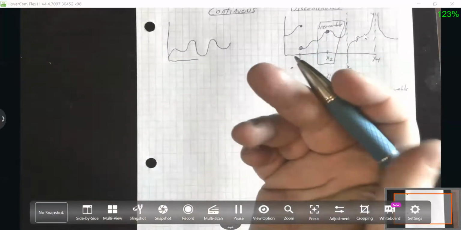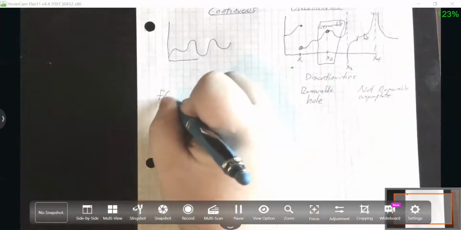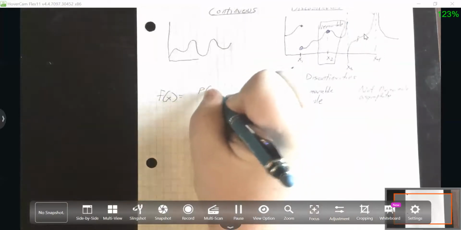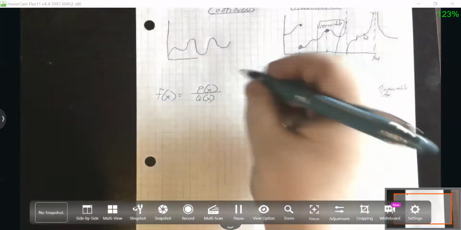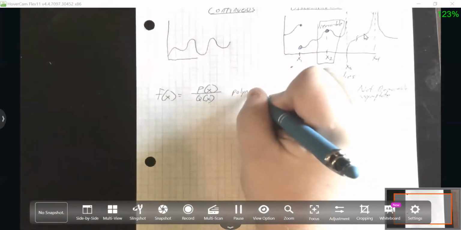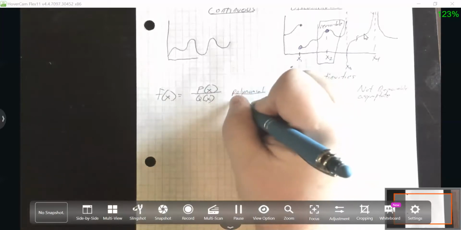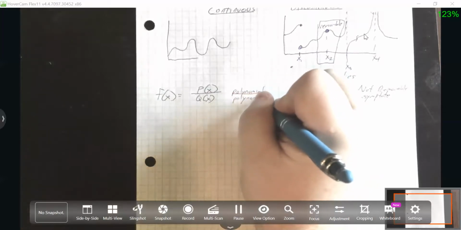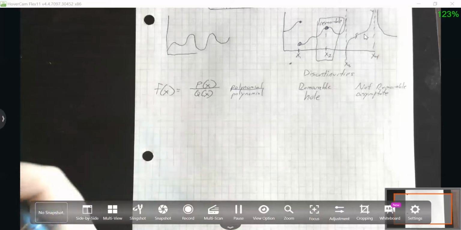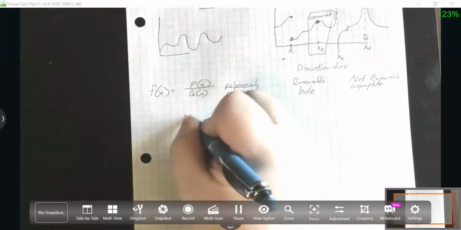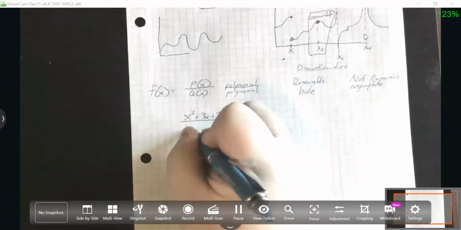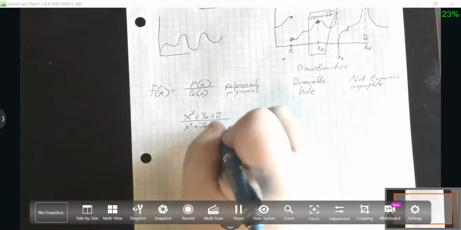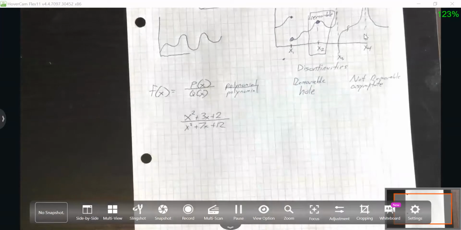So let's take a look at trying to put this together. If we're dealing with a generic rational function here, to make it a little bit simpler, we're looking at polynomials. We're going to have a polynomial of some kind on top, and a polynomial of some kind on the bottom. As an example, we could have something like x squared plus 3x plus 2 over x squared plus 7x plus 12. So this is a rational function. We have a polynomial on top, we have a polynomial on the bottom.